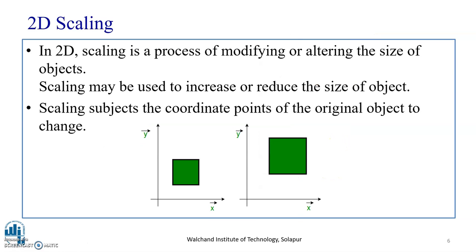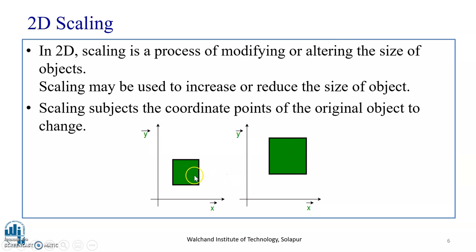Scaling is a process of modifying or altering the size of the object. I say once again, in scaling, there is a modification or alteration of the original size of the object. Meaning, scaling may be used to increase or reduce the size of the object. Scaling subjects the coordinate points of the original object to a change.